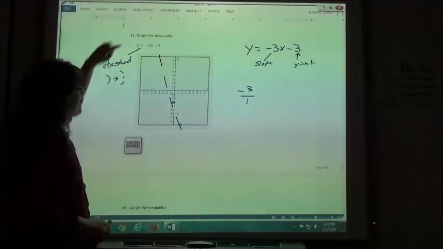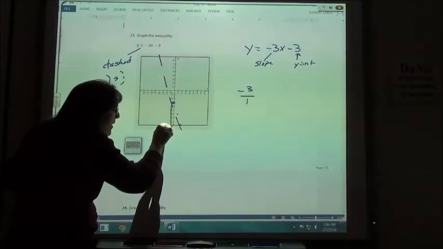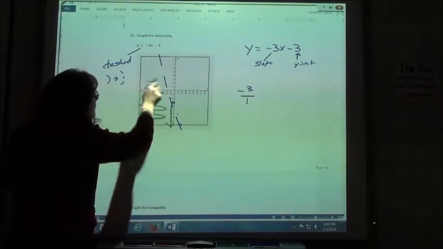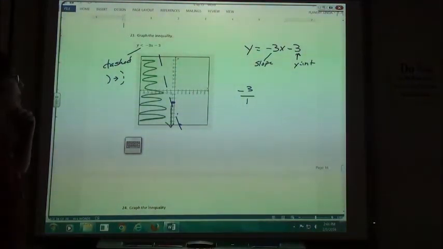I'm shading less than. So here's my y-intercept. Less than means I'm going down. If I'm going down, I end up being over here on this side of my line. So it looks like I'm shading to the left. I'm really shading down underneath my line, but that's the side I would end up shading.